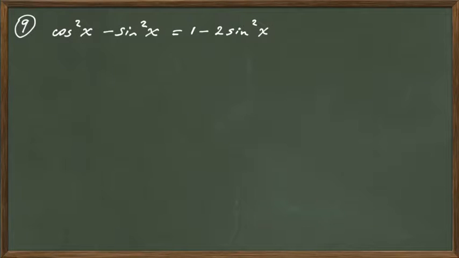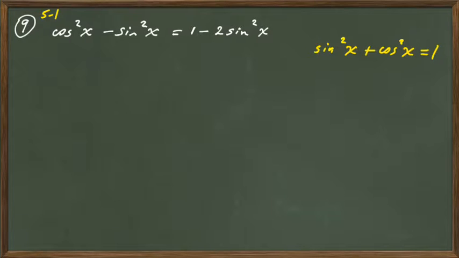Okay, all of these are from 5.1 on the pre-calculus textbook. We're trying to verify trigonometric identities. Do you agree with the following? Sine squared plus cosine squared equals 1.